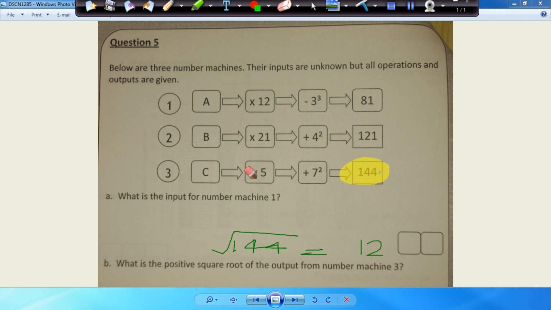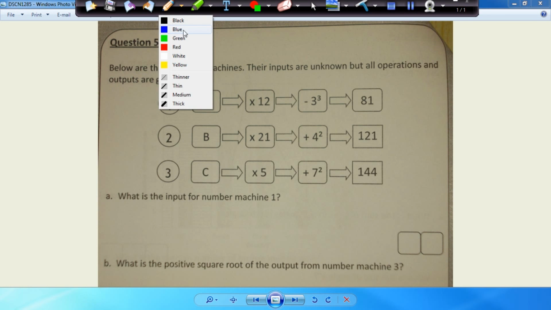12. Part C. What is the product of the inputs from number machines 1 and 2? Put your hand up if you can tell me what the meaning of the word product is. Iman. Times. The word product means times. Does it mean a product in a shop, like you're going to buy a pair of trousers or some trainers? Product in mathematics means times. So, let's have a look.